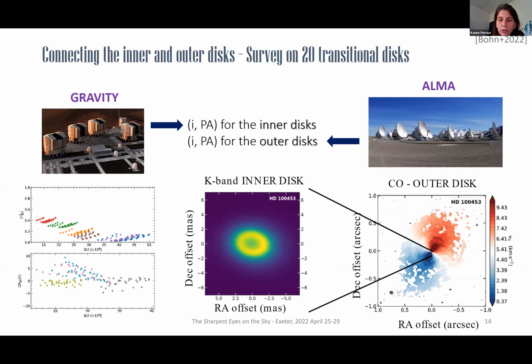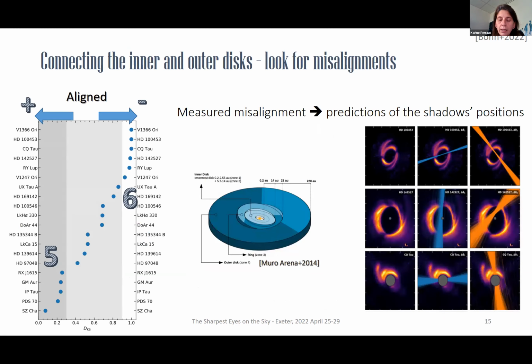And there is a survey of 20 transitional disks led by Bohn et al. And here come the results. The analysis is consistent with the presence of misalignment in at least 6 out of the 20 disks of the sample, while 5 disks appear to have an inner and an outer disk that are well aligned.